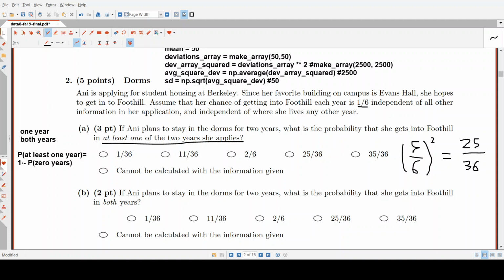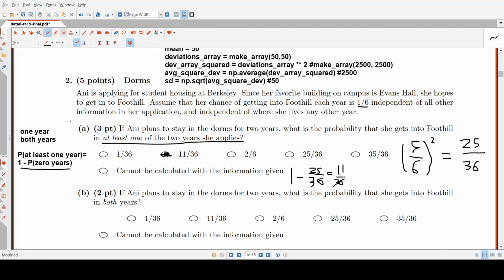So remember, we want to do 1 minus the probability of not getting in any year. So the probability is going to be 1 minus 25 over 36, which is equal to 11 over 36. So that's this answer right here.